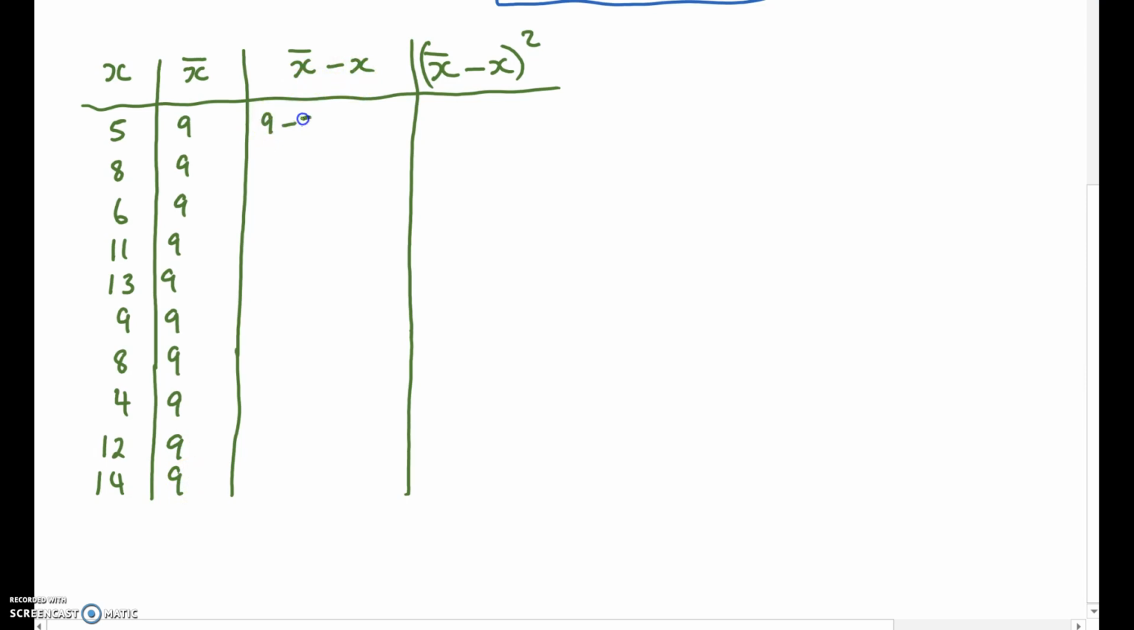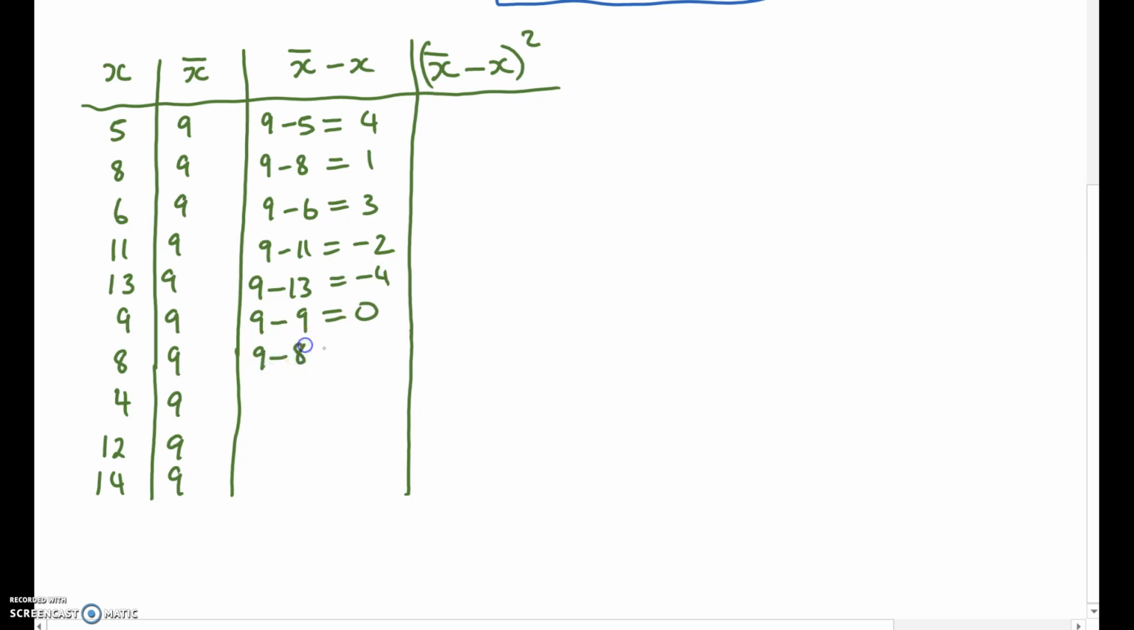So that's 9 minus 5, which is 4. 9 minus 8, which is 1. 9 minus 6, that's 3. 9 minus 11, that's negative 2. 9 minus 13 is negative 4. 9 minus 9 is 0. 9 minus 8 is 1. 9 minus 4 is 5. And, sorry, 9 minus 12, we've got to go back to that one a second. It's going to be minus 3, obviously. And 9 minus 14 is negative 5.